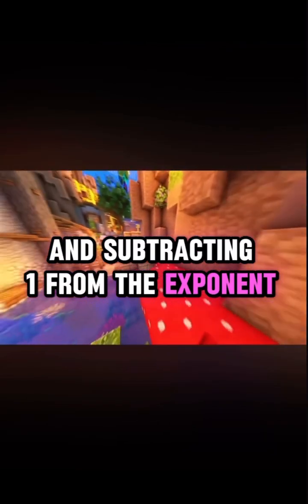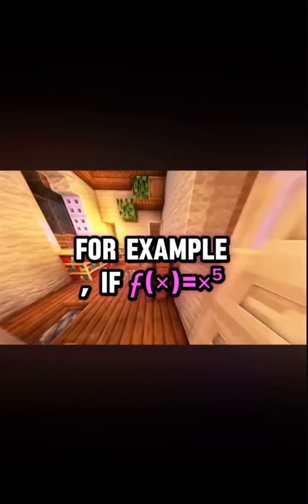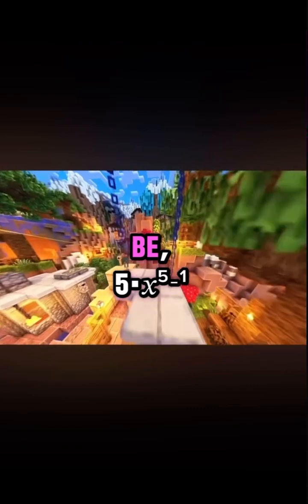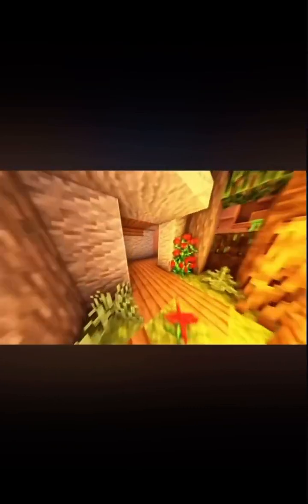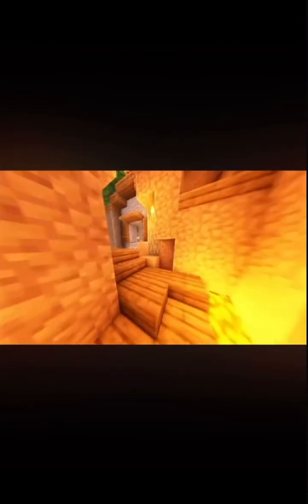For example, if f of x equals x to the 5th power, then the derivative has to be 5 times x to the 5 minus 1. So it would be 5x to the 4th power.